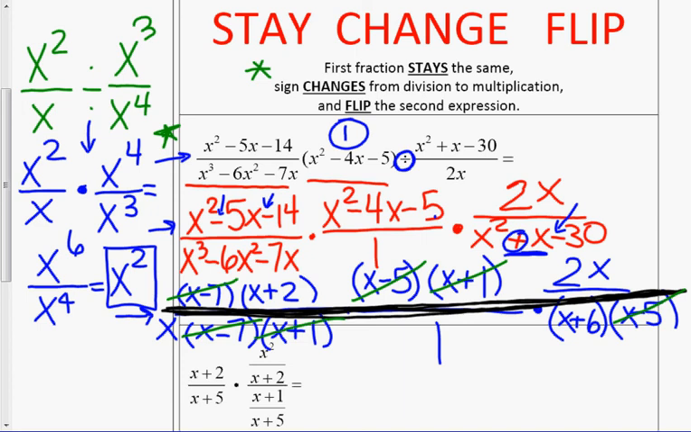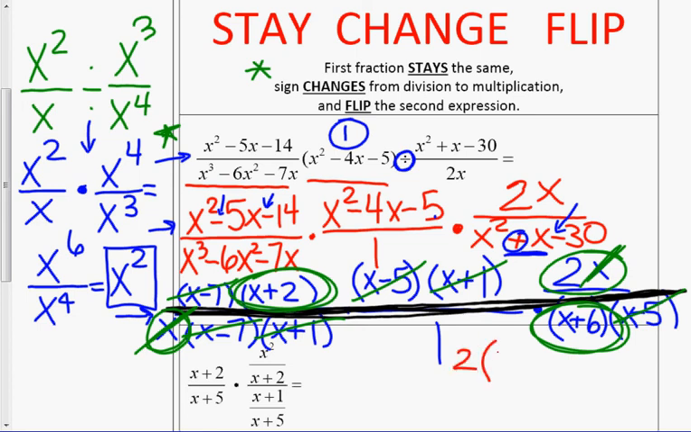So what I still have here is x plus 2 and 2x. And notice that I have an x down here. So I could cancel this x with this x. And I also still have this. So my final answer with this nightmare of a problem would be 2 times x plus 2, all over x plus 6. And that would be my final answer.